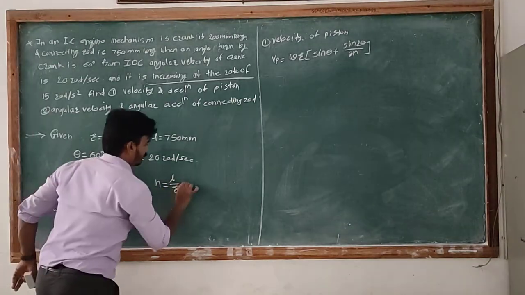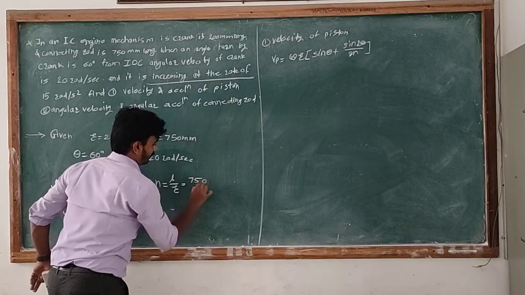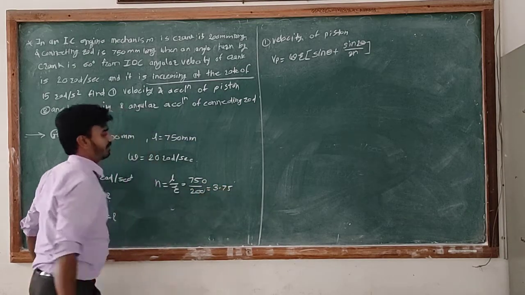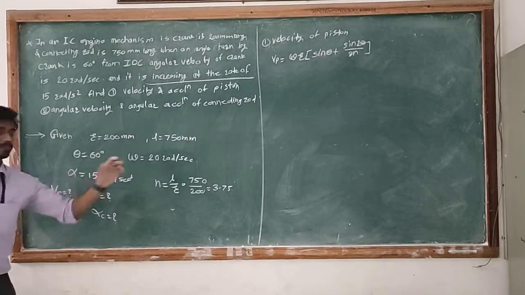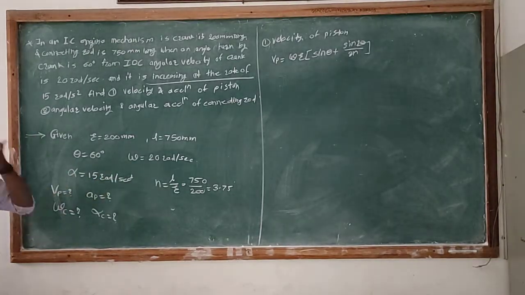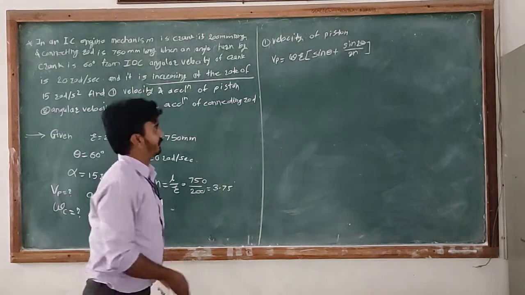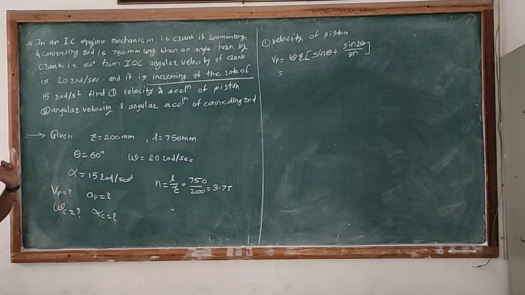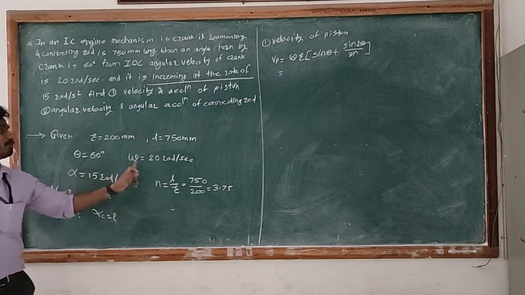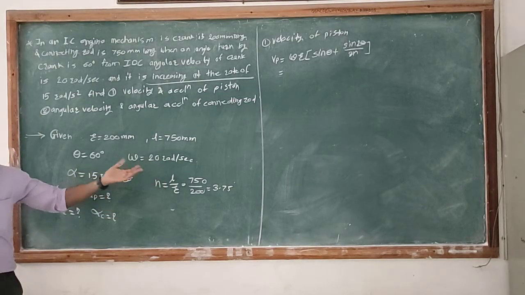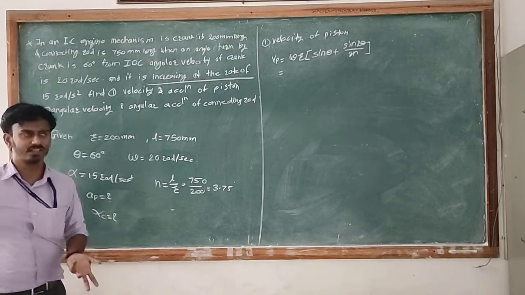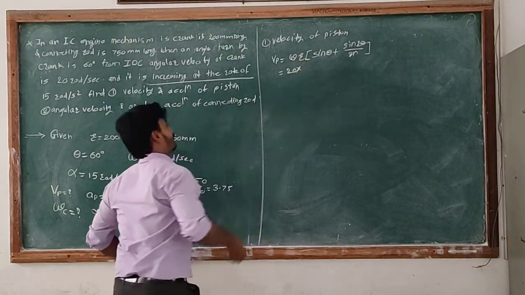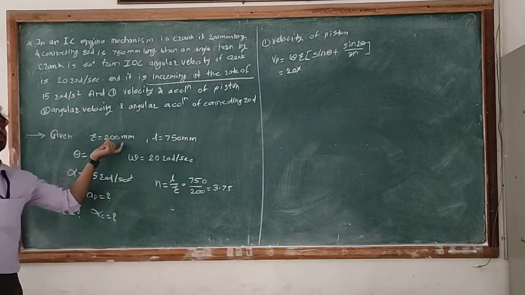L is given, 750 divided by 200, that is equal to 3.75. So n is equal to 750 divided by 200, that is equal to 3.75. If we put it here, the angular velocity of the crank is given, that is 20 radian per second. It is given in radians, so no need to convert it. So omega is 20. R is the radius of the crank, which is 200 mm.